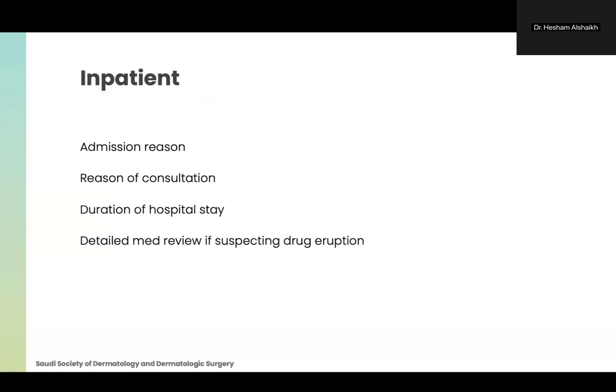For inpatient, it can be slightly different. And so you would obviously want to know and document what the admission reason is. And oftentimes you get this information from whoever wants the consult. So if, let's say, general surgery is calling you, then you ask them what the admission reason is, why the patient is in the hospital, what the reason for consult is, and what the duration of the hospital stay is. Did the patient just get admitted today or yesterday, or has the patient been here for a week or maybe for a month? That makes a huge difference.